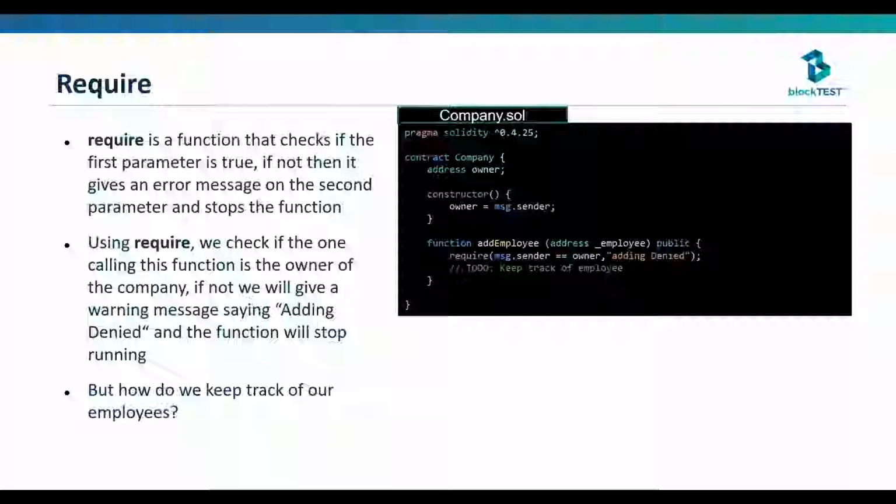So in our example here, we want to check whether the message.sender is in fact the owner or not. This will make sure that only the owner gets to add a new employee to the company. And in case the sender is not the owner, it will just throw an error, and we will see an error message saying adding denied. This can be customized to whatever we want. This is just an example.